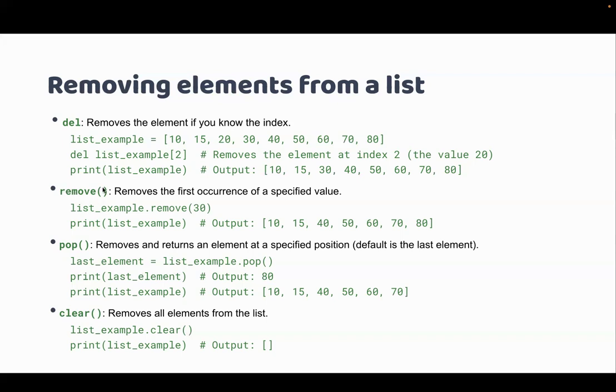And the next one is the remove method. The remove method removes the first occurrence of a specified value. You can use this when you don't know the index. For example, we have the example list over here as this. We don't know where the 30 is, but we know that we want to remove 30. So we can just use the remove method and pass 30 into it, and it will remove the 30 from the list. Are there any questions about this?